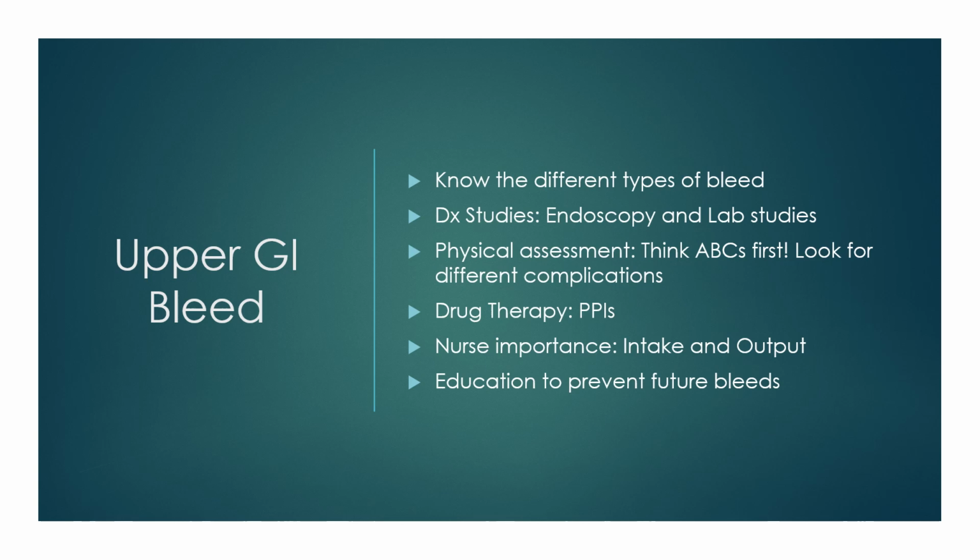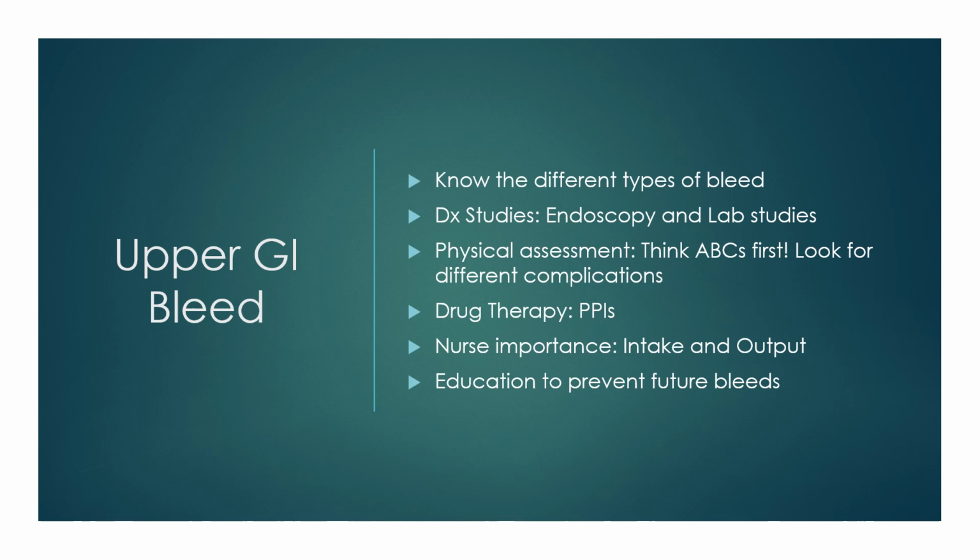Look at your diagnostic studies, both your endoscopy and your lab studies. Look at your physical assessment. When you're thinking physical assessment, think ABCs first: airway, breathing, circulation. Those are the ones you are going to immediately look for and assess, and if there's an issue, you need to fix that first. So let's say you got an upper GI bleed patient, and all of a sudden their blood pressure's low. You're not going to stop and be like, oh man, let me go treat the nausea or anything. You really need to go and treat the blood pressure.